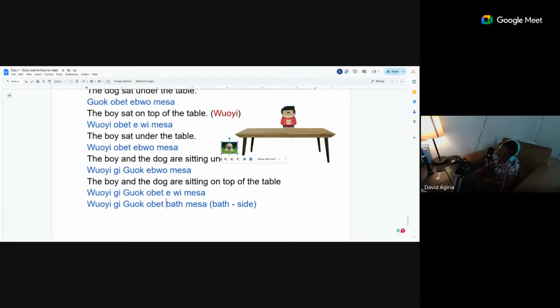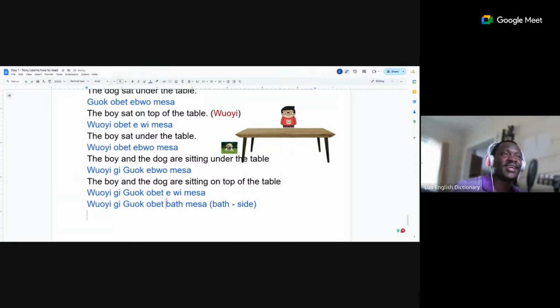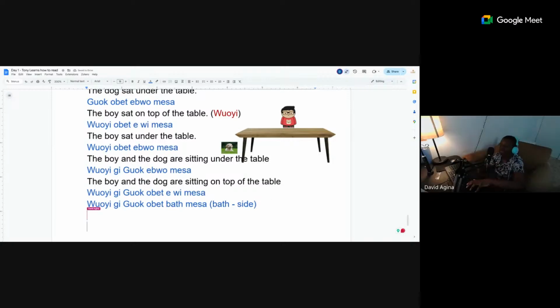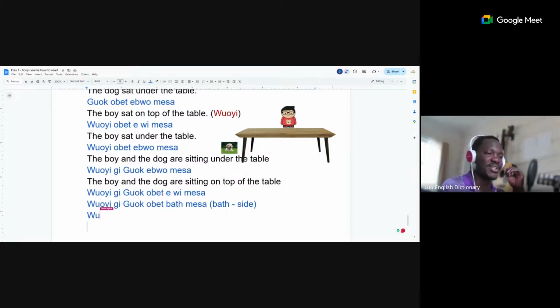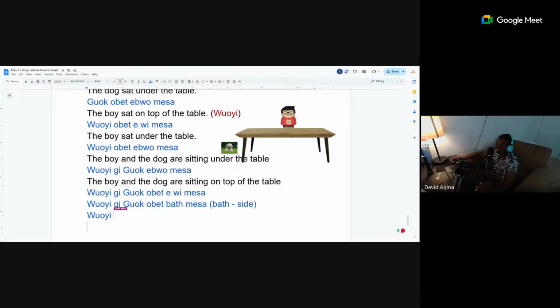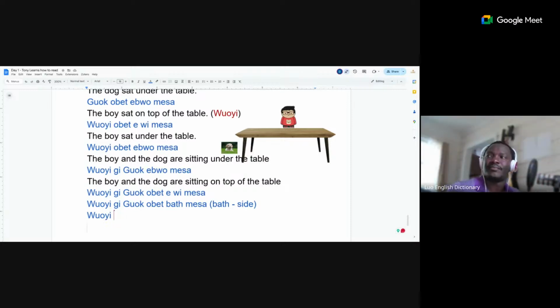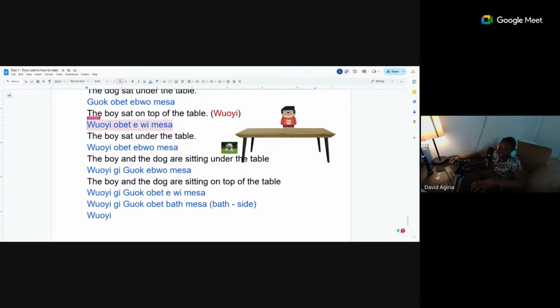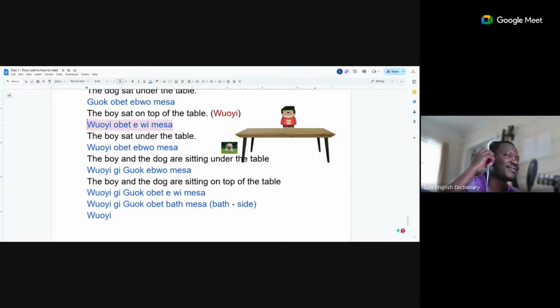Can you write a sentence to say the boy is on top of the table and the dog is on the side, in Lua? Yeah, yeah, yeah. Okay. You have to now mix it up. Wait. Okay. Hear me out. You said the boy's on top of the table. You can see the table, right? And you can see that they're on top.